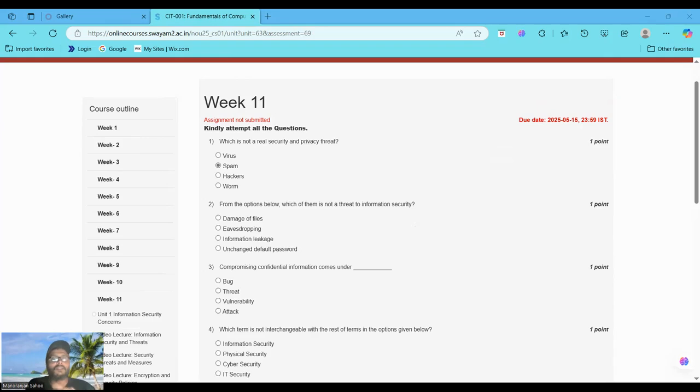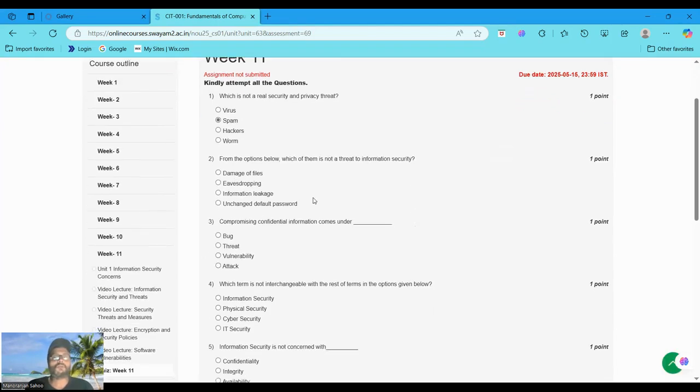The last option C is hacker. A hacker is a real threat, an individual attempting unauthorized access to manipulate our systems. That is the duty of a hacker. And option D is a worm, which is a real threat, self-replicating malware. So the one that is not a real security and privacy threat is spam.